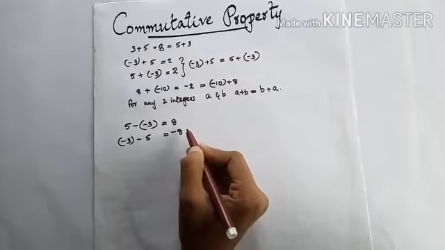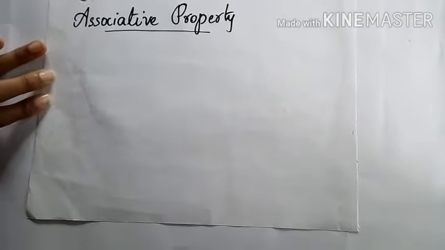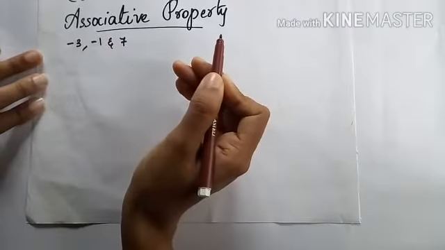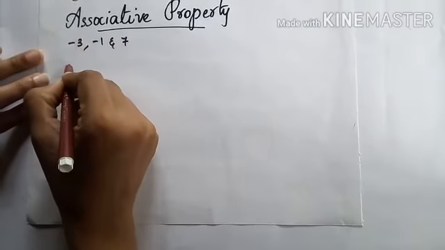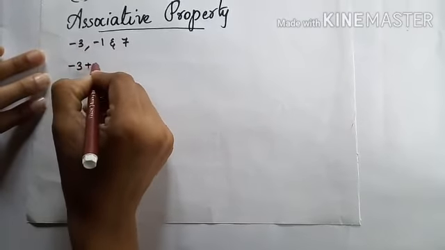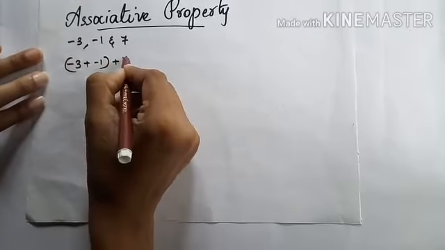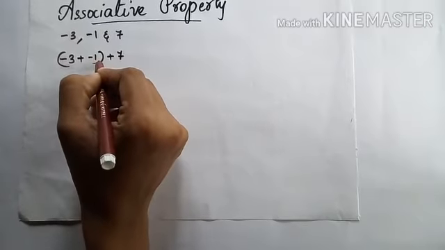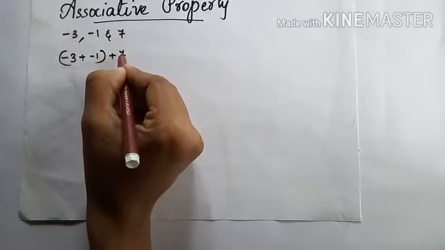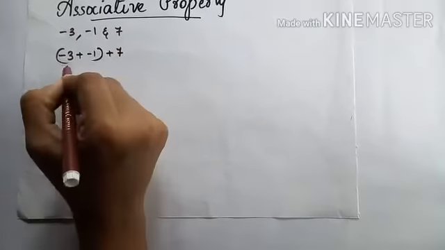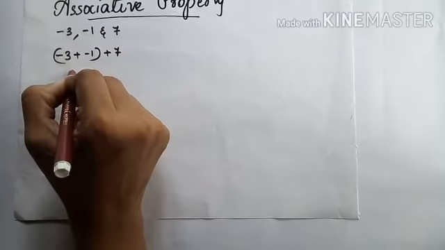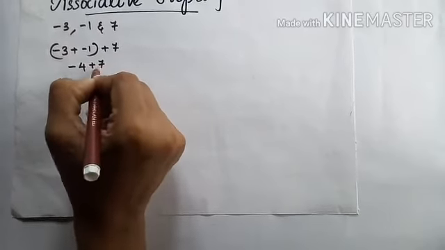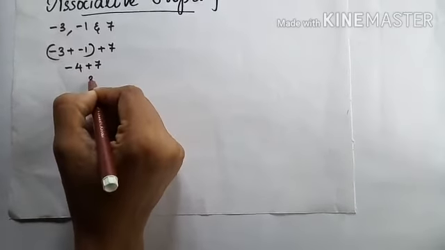Now let's learn about the next property, the associative property. Let's add these three integers in two different forms. The first one is to add the first two integers and then add the result with the next integer. That is, we'll add -3 and -1 first and then add it with the other integer, that is 7. When we add the first two, we'll get the result as -4. Then we'll add it with 7. When we add these two, we'll get the answer as 3.